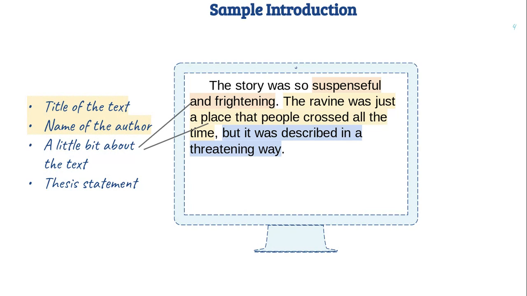You can see that it says the story was so suspenseful and frightening, and that the ravine was just a place that people crossed all the time. But these details about the story are a bit vague. Saying that the ravine was described in a threatening way is a statement that can be supported, but it's still a pretty vague thesis right now. Let's take a look at a better introduction.